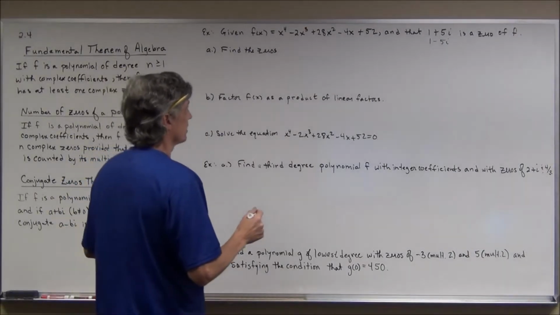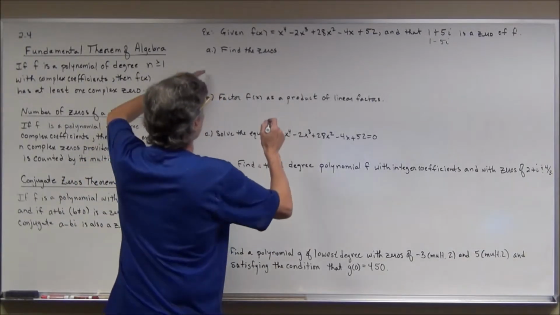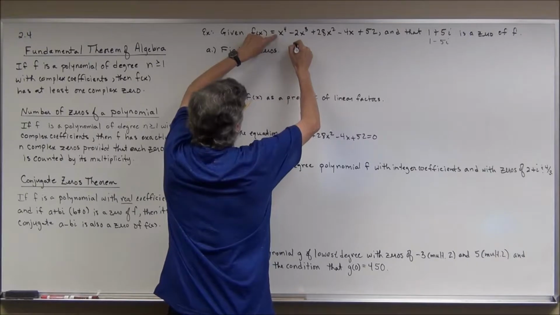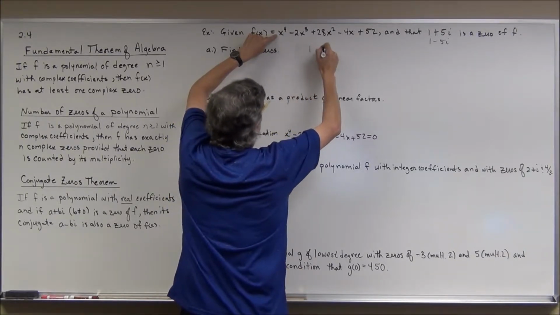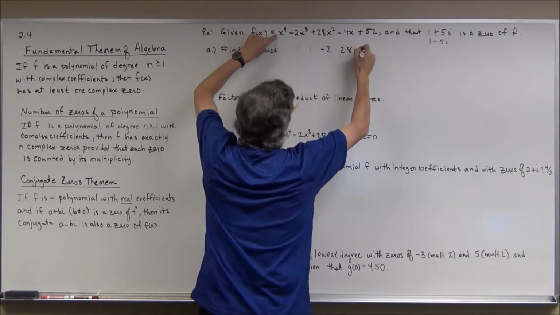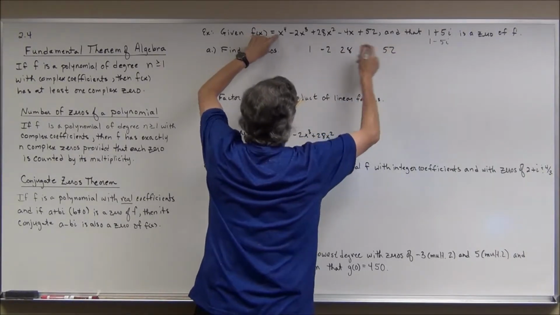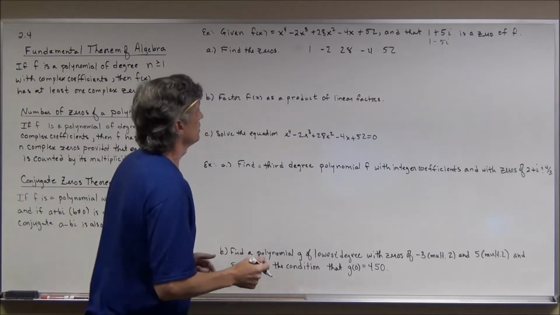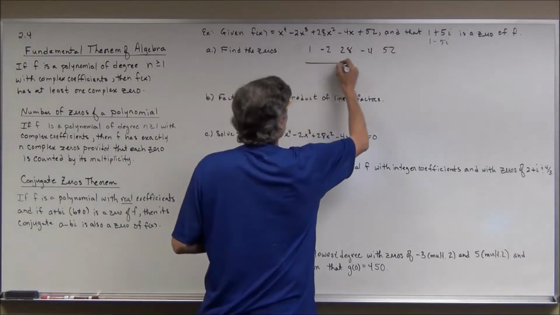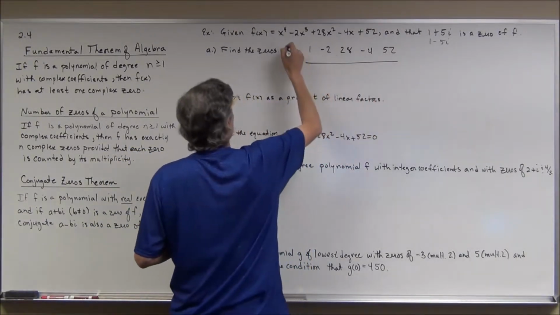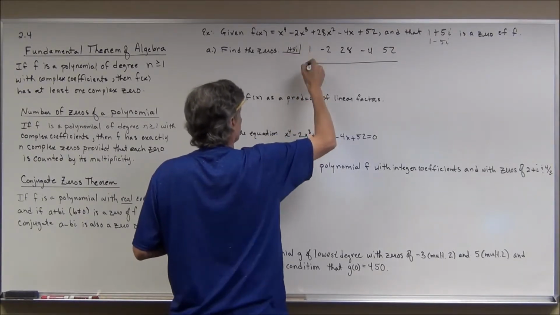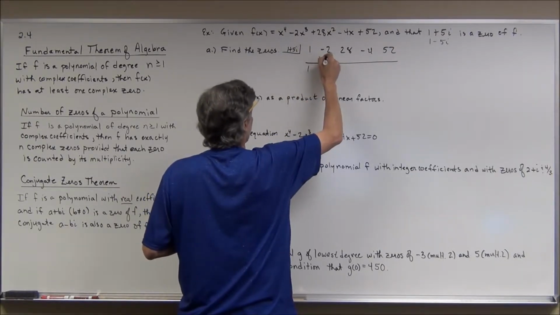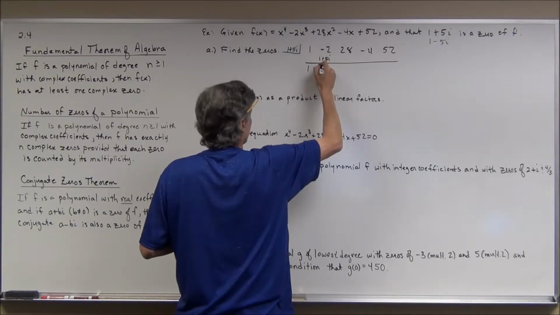Well, it's time to get some synthetic division going here. So I'm going to go 1, well, let's see if I can scoot this over just a little bit. 1, negative 2, 28, negative 4, 52. It's very convenient when they're in descending order, no missing terms. And I have 1 plus 5i. I'll start with that one. So that's 1. That would be 1 plus 5i. So if I add, that's negative 2.